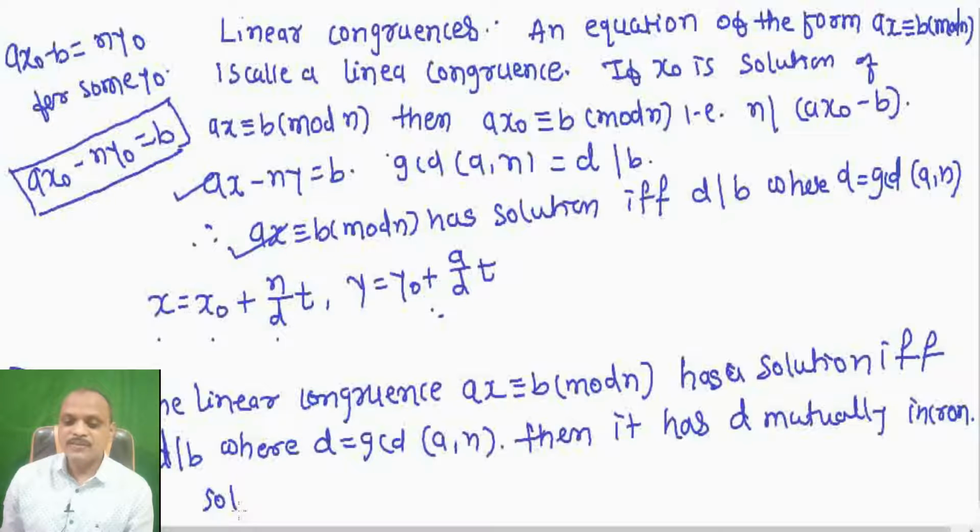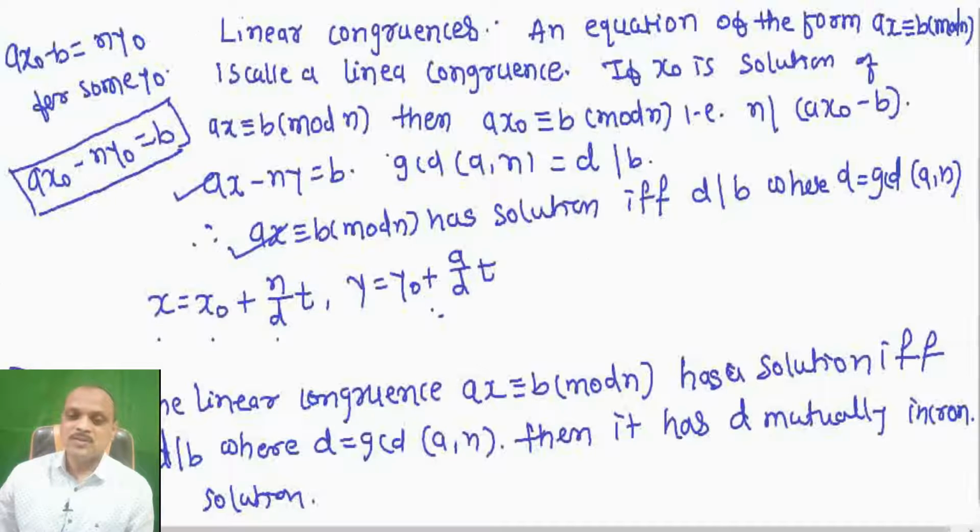Now friends, we have shown that x0 is a solution of this linear congruence modulo n if and only if n is a divisor of ax0 minus b, or ax0 minus b equals ny0, or ax0 minus ny0 equals b. This is similar to a linear Diophantine equation, and a linear Diophantine equation has a solution if and only if d is a divisor of b, where d equals gcd of a, n. So this completes half of the proof. Now we will show that there are d mutually incongruent solutions.